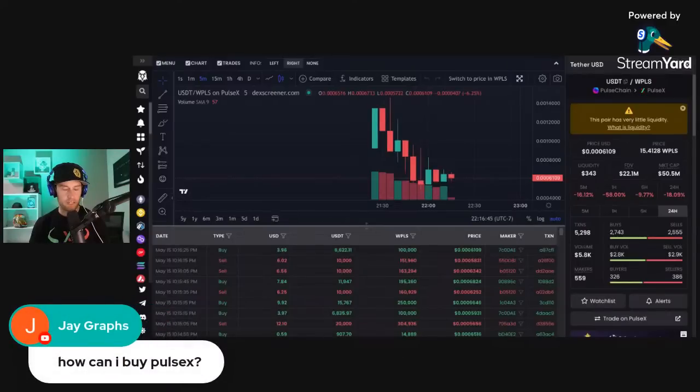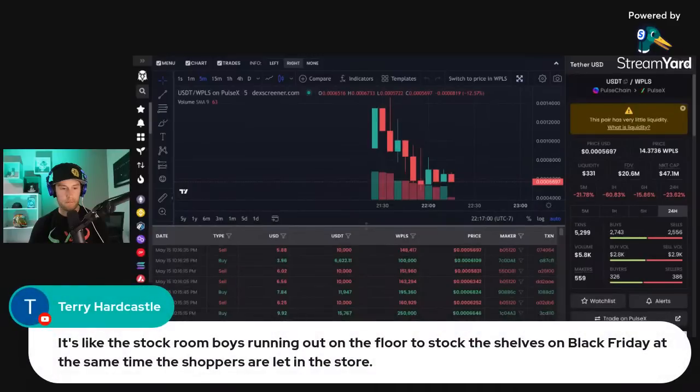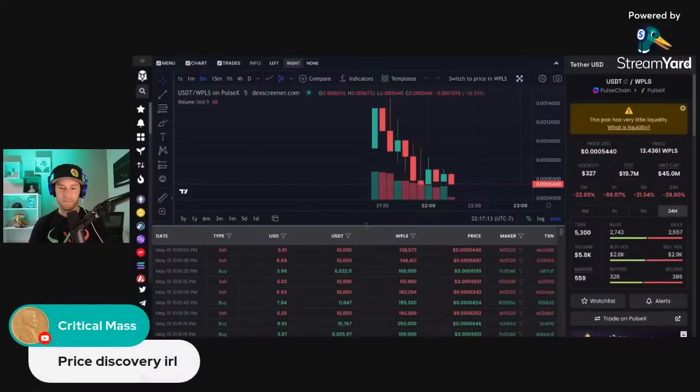How can I buy some PulseX? Honestly, just wait at this point. You can try to get across the bridge, but everyone's jammed up, so I wouldn't recommend trying right now. It's like the stockroom boys running out on the floor to stock shelves on Black Friday at the same time the shoppers are let in the store. Literally exactly how it is. Oh my god, yeah, price discovery in real life.